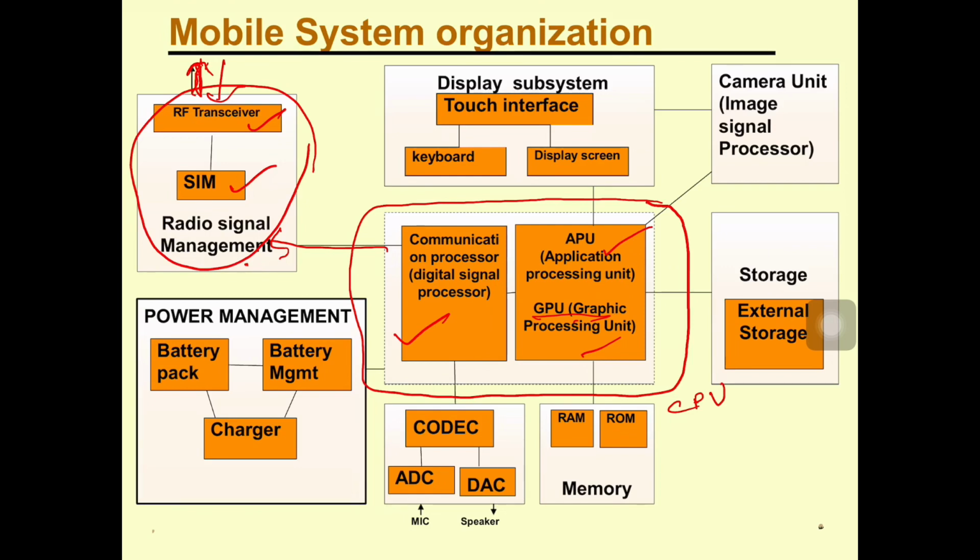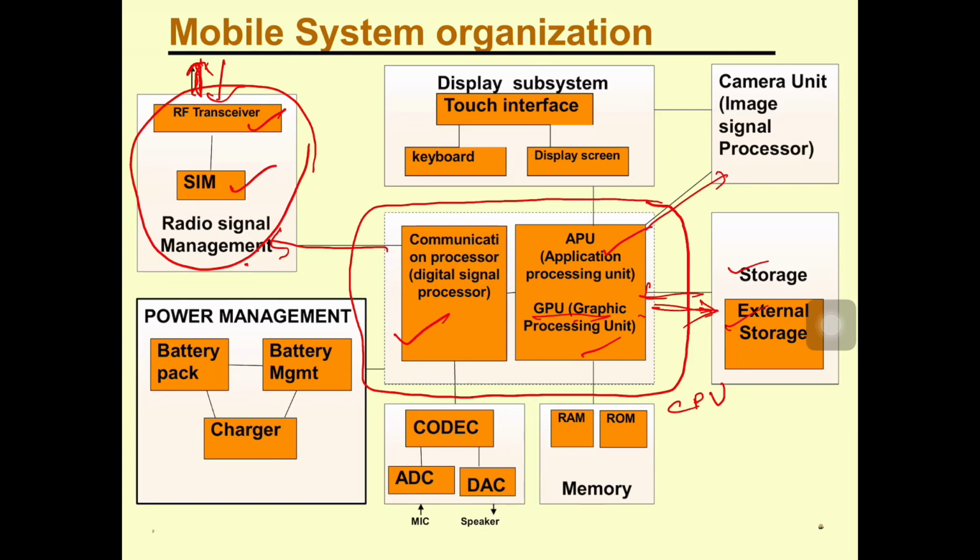Hence, this unit is connected with two portions. First one is the camera unit, in which the image signal processor is present, and the images are sent and received through this unit. Next one is the storage, which may be internal or external storage. It is used to store graphics and other data.